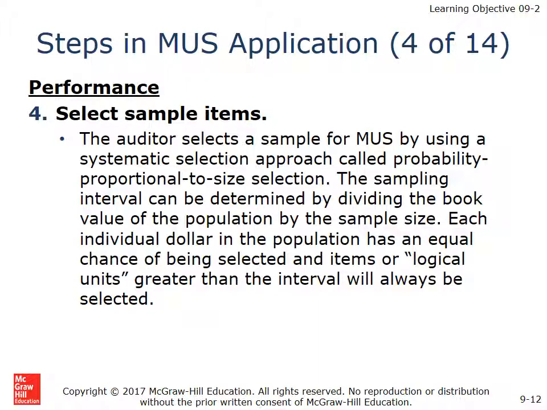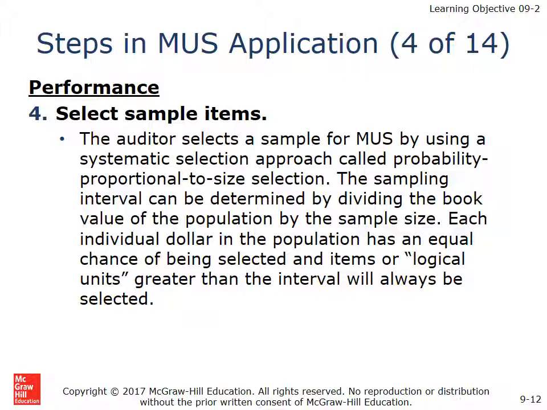The next step is performance. Select your sample items. The auditor selects a sample for monetary unit sampling by using what we call a systematic selection approach called probability proportional to size. The sampling interval is determined by dividing the book value of the population by the sample size. So first figure out your sample size based on those variables. Then divide it into the book value of the population.